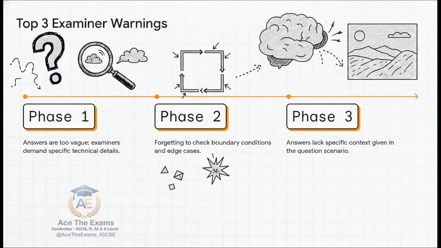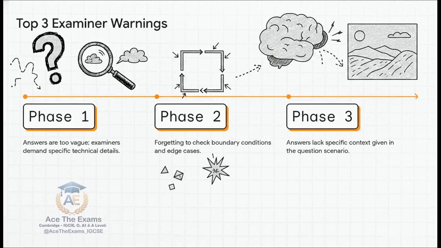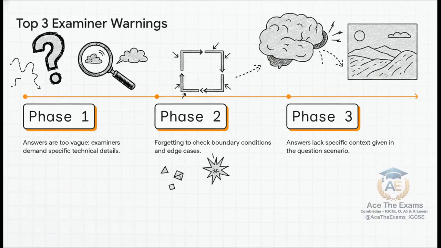Number 3 is vagueness. Remember our hypothetical student Sam? Sam rushes and writes answers that lack specific technical details. Examiners hate that. Number 2 is boundary ignorance. Students consistently forget to test their boundary conditions, the absolute highest and lowest possible values, and their loops break.